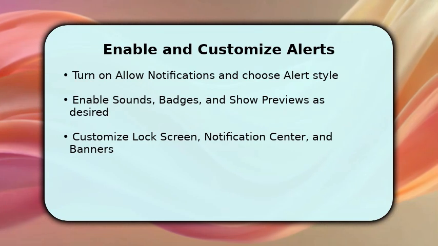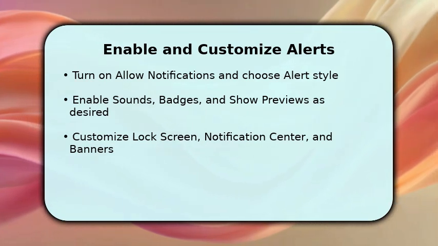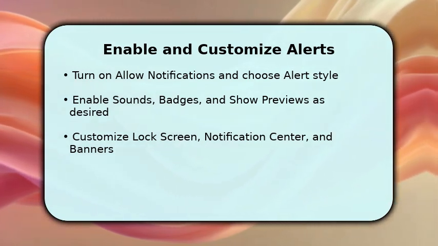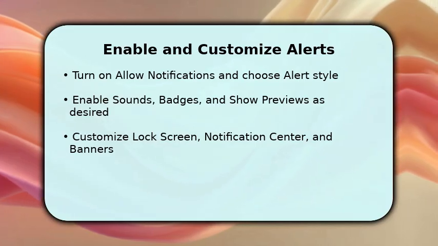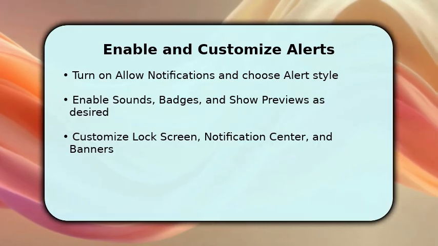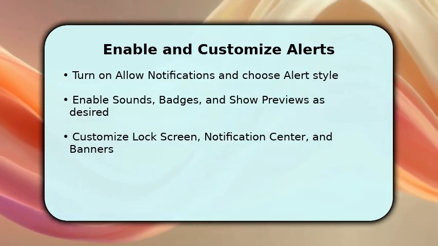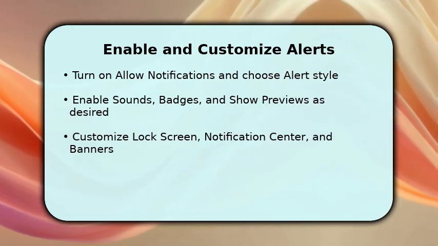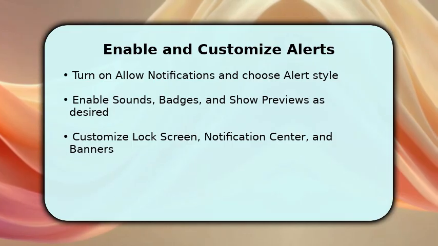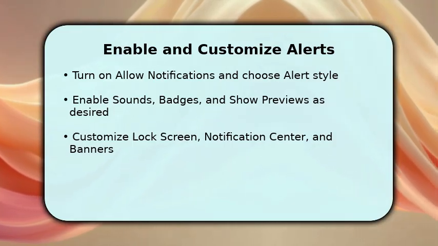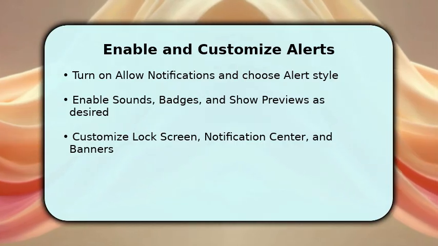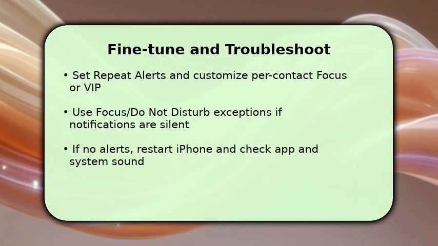You now enable Allow Notifications at the top so messages can reach you. Make deliberate choices. Pick an alert style, none, banners, or alerts, because that changes how intrusive notifications are. Then toggle sounds and badges to add audio and icon counts, and set Show Previews to Always when unlocked or never for privacy. Finally, make sure Lock Screen, Notification Center, and banners are checked so you receive alerts in the places you check most.